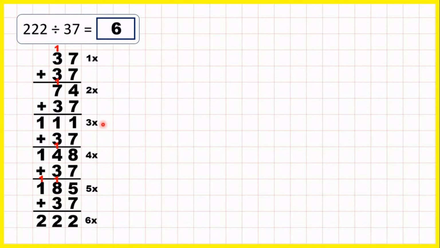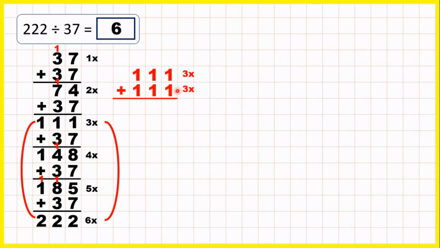Now I mentioned that there was a shortcut. Once we knew that 111 was 3 times, we could have doubled 111 to get to 6 times. So if you know 3 times, you can add the number to itself, and that will give you 6 times, because 3 plus 3 is 6. So we could have spotted straight away, once we got to 111, that 222 divided by 37 would be 6, because 222 is double 111 and 6 is double 3.